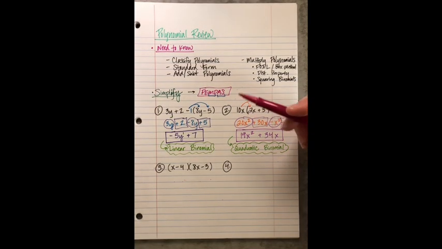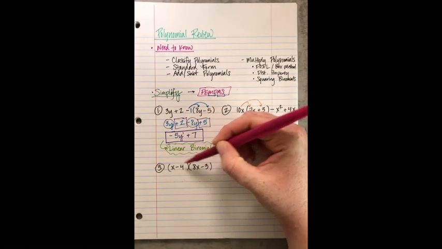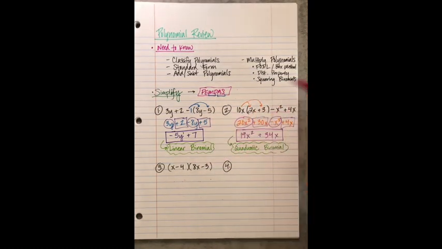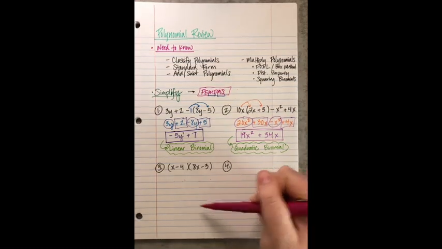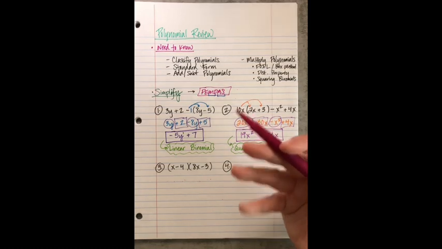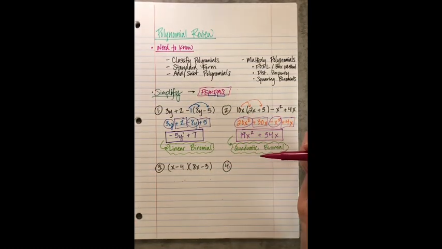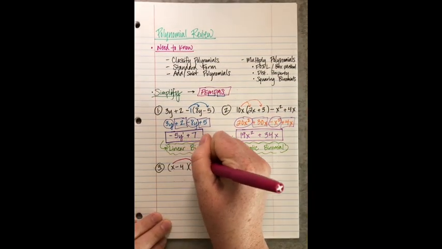Okay, so this is going to be where you either use FOIL, which is first, outside, inside, last, or you can use a box method and set up a 2x2 box method. If you've been watching the videos, you know that my preference is to just do this FOIL thing. Totally use box method if you need to, okay? And on the test, you get to choose. So I'm going to do FOIL though.